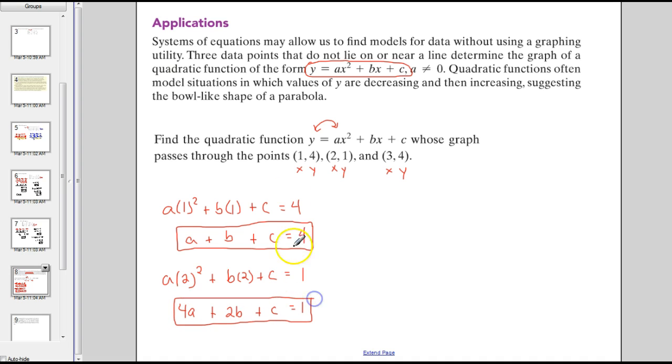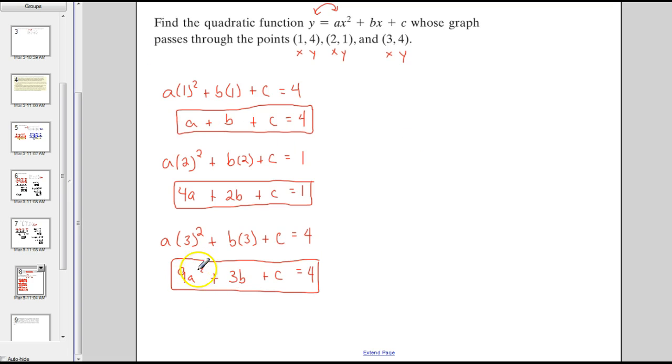And then I'm going to do the same with the third point. Plug in the 3 for the x, the 4 for the y, and I get this equation, 9a plus 3b plus c equals 4. So those are the 3 equations that make up our system, and our variables are a, b, and c.